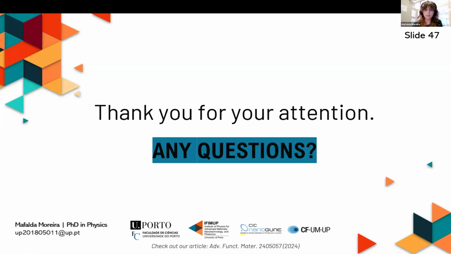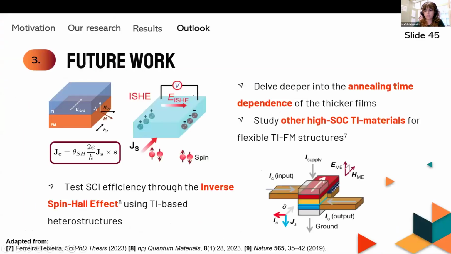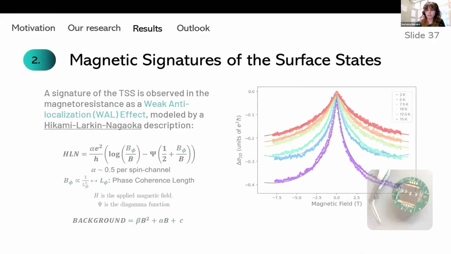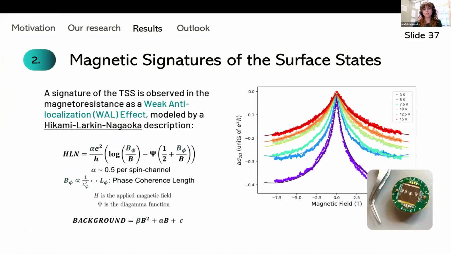That is a very important question, and thank you for asking it. Because in reality, the only way to directly measure the surface states is to do angle resolved photoemission spectroscopy. So in that way, we would be directly measuring the band structure of the materials, and we would be able to see the Dirac cone emerging in the band structure. And that would be the ideal scenario, because we don't have access to high synchrotron facilities every day.